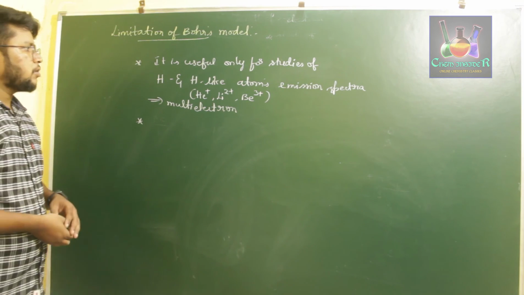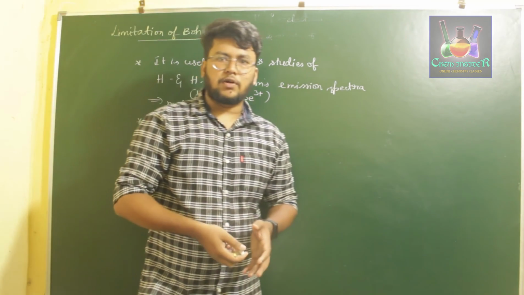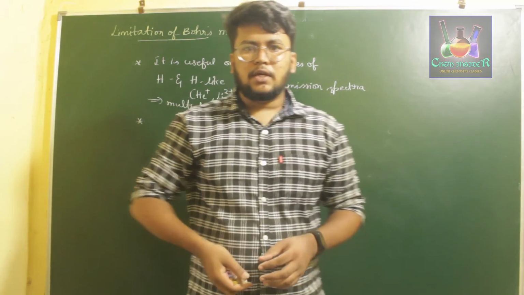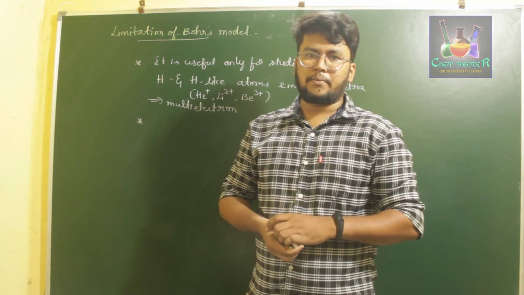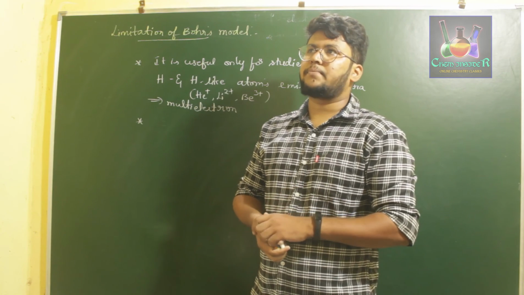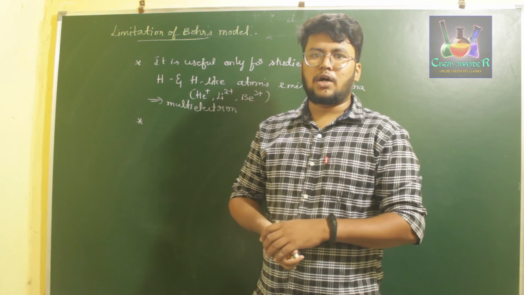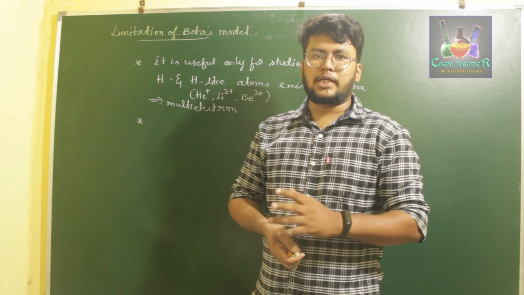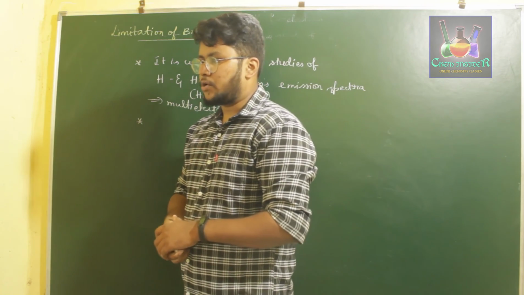So Bohr's model of an atom was considered not a good explanation for multi-electron systems. It was useful only for those systems which had one electron involved. For example, if you have a multi-electron system, it did not explain their particular spectra, how we can observe the spectra of those multi-electron systems. So these are the limitations of Bohr's model of the atom.